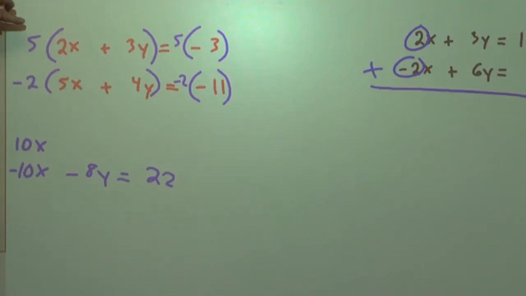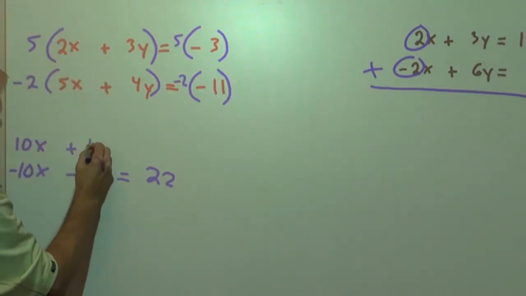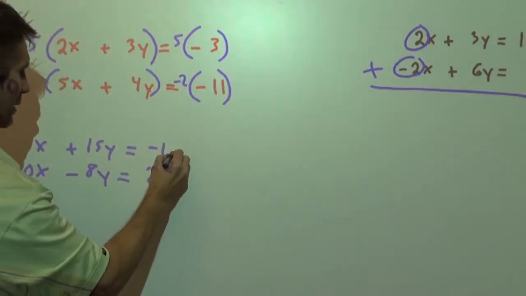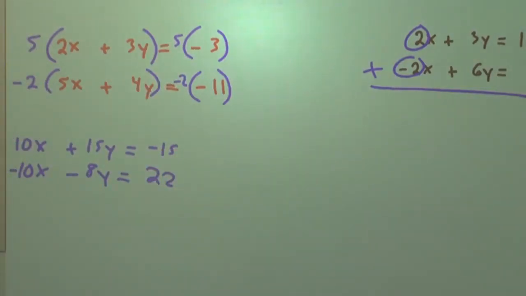Meanwhile, back in the first equation, we chose to multiply both sides by 5 because 5 times 2x would give us the 10x we want. 5 times this is going to be 15y, and that has to equal negative 15. Okay, so now what do we have? We now have a system of equations where we created opposite coefficients.